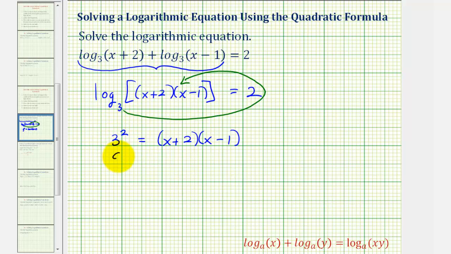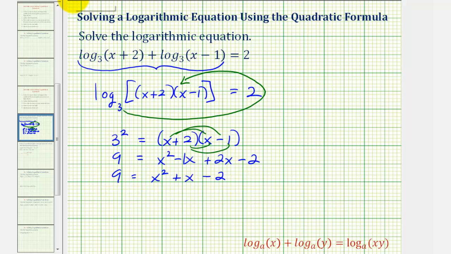Well, 3 squared is 9, and then here we'll have 4 products, 1, 2, 3, and 4. So x times x is x squared. x times negative 1 is negative 1x, or minus x, and then plus 2x and minus 2. So here we have two like terms. So we have 9 equals x squared, negative 1x plus 2x is 1x, so plus x minus 2. Let's set this equal to 0 and see if it's factorable.